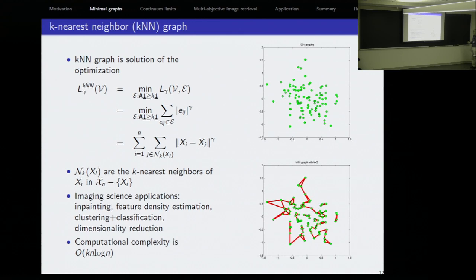The k-nearest neighbor graph, therefore, gives you, in general, a non-connected graph that doesn't necessarily span all the points, but it's a forest over your database. And as you increase k, you increase the connectivity, right? And so these types of graphs have been used for all kinds of different applications. Computational complexity is of the order of n log n.